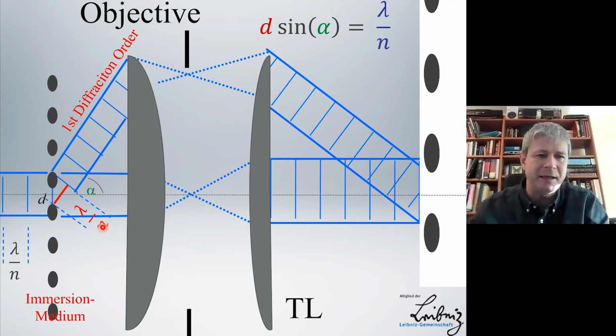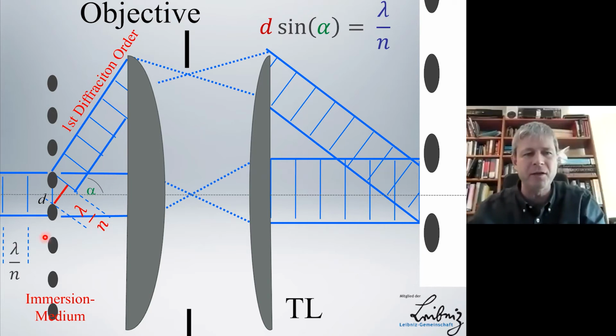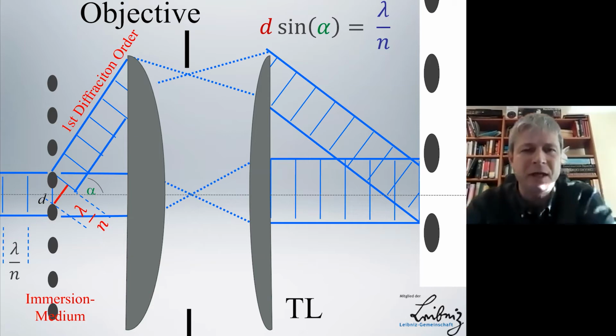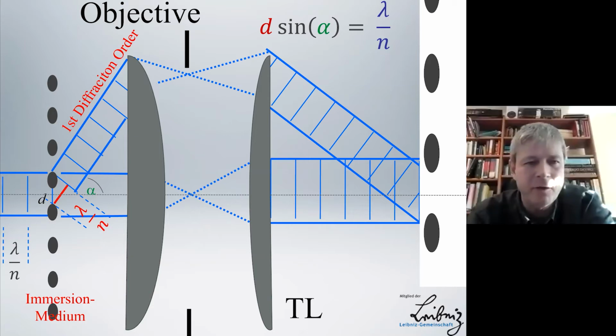And why did I write lambda over n? Because if we are doing immersion microscopy, then we place this whole thing in an immersion oil, and therefore the wavelengths become smaller in that medium. And so this is really just the wavelengths in the medium. And so you see that difference is now d times the sine of this opening angle, which is this angle here, is lambda over n. And if you write that down here, then you're surprised, because that's not the famous equation that you know. So what is wrong? Well, there's nothing wrong.